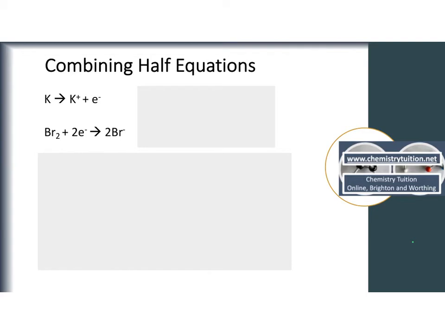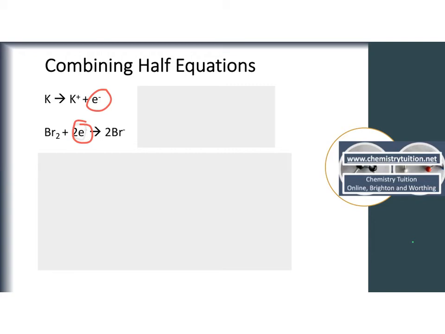Now, in order for me to combine these two, I have to make sure the number of electrons are the same, because whatever electrons are produced by the potassium equation will be used by the bromine here. So I've only got, at the moment, one electron being formed, but I require 2 electrons for bromine.